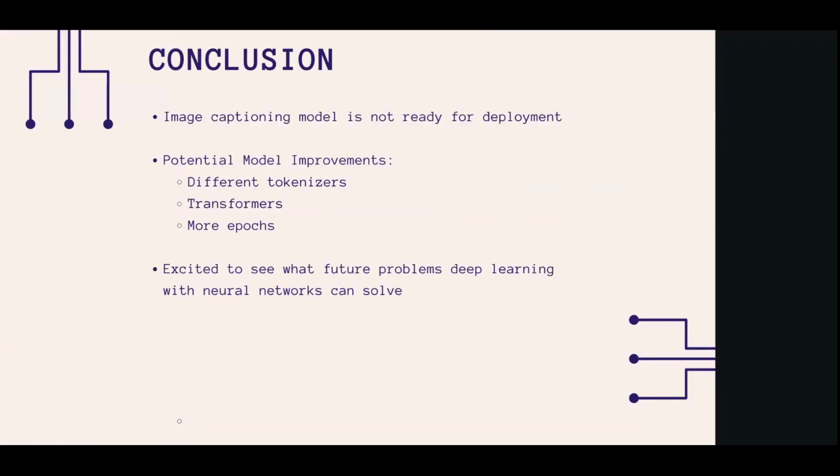In conclusion, my model is not quite ready for deployment, but there's still hope for my automated photo book. Improvements I can make to my model include different tokenizers, utilizing transformers, and of course, running a few more epochs. I'm really excited to see what the future holds as we continue to unlock the power of neural networks.